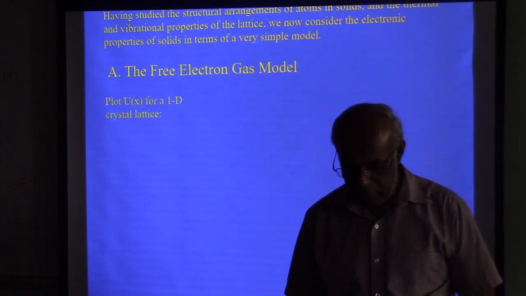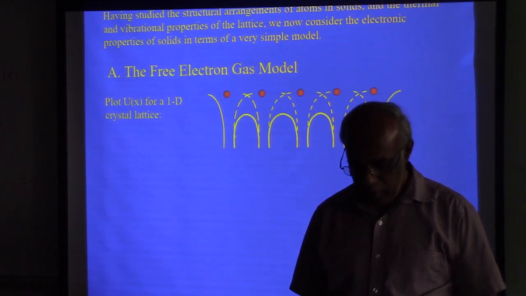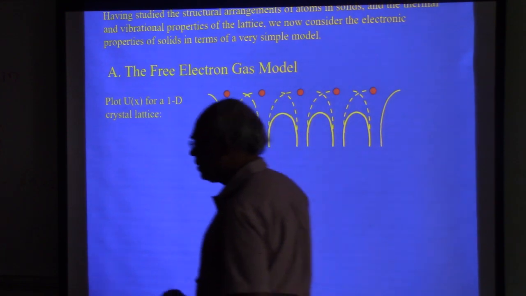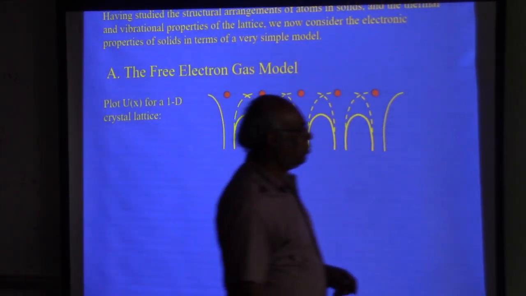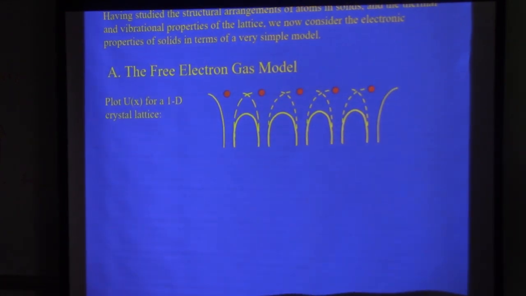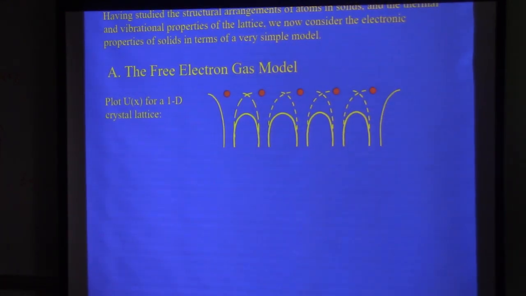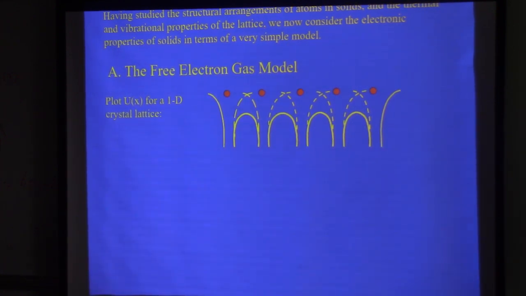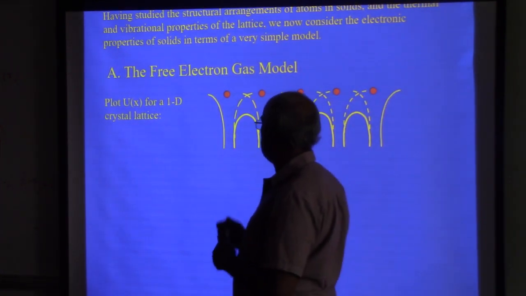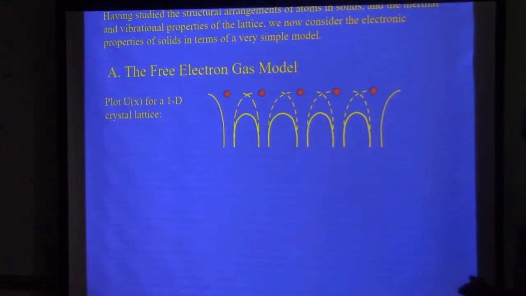So what is the free electron gas? I think this is the most simplistic model you can really make use of. So if you have a metal, what do you have?